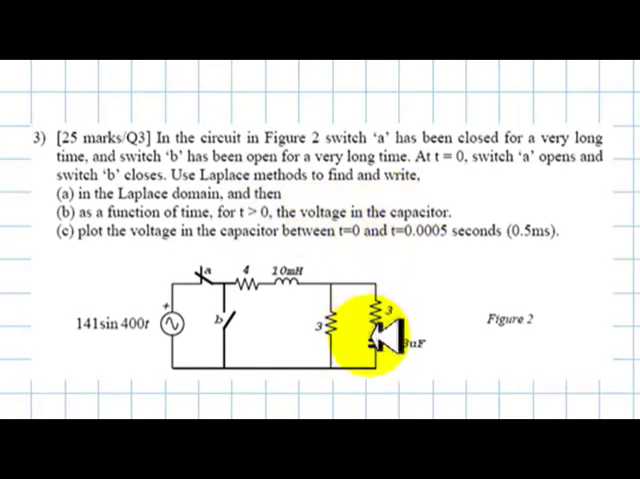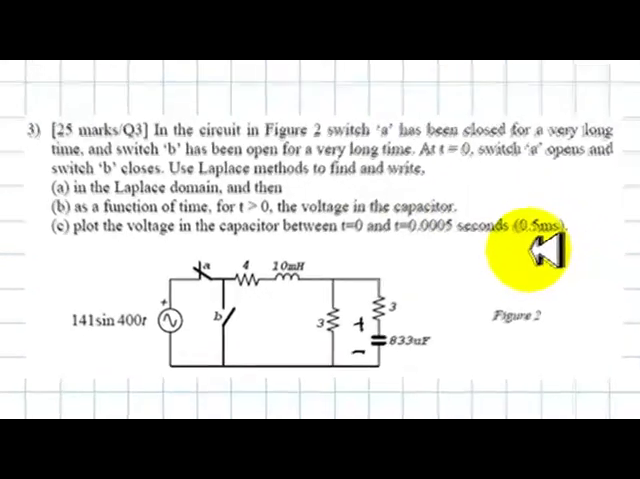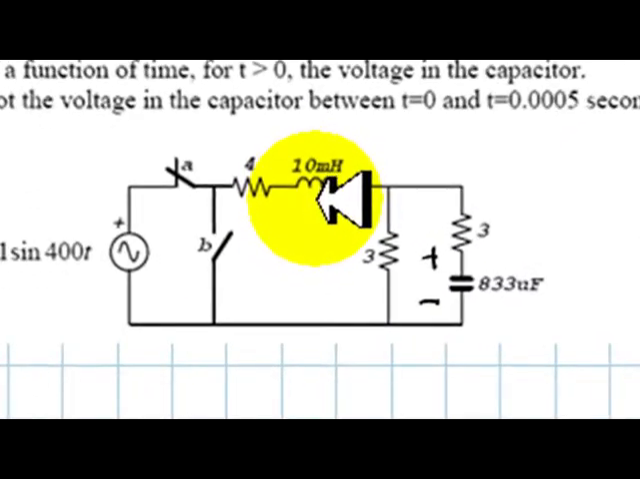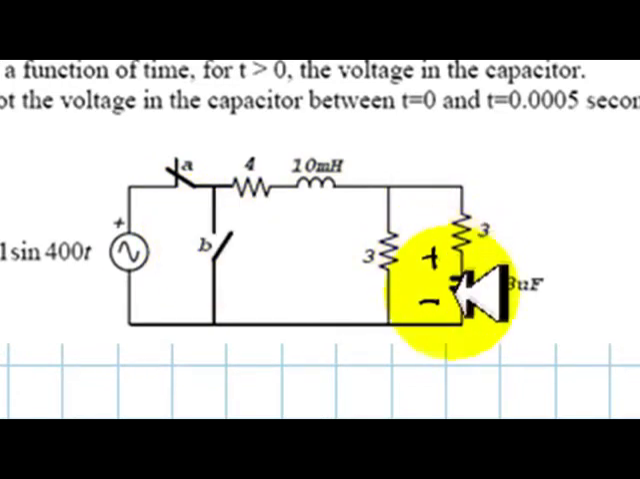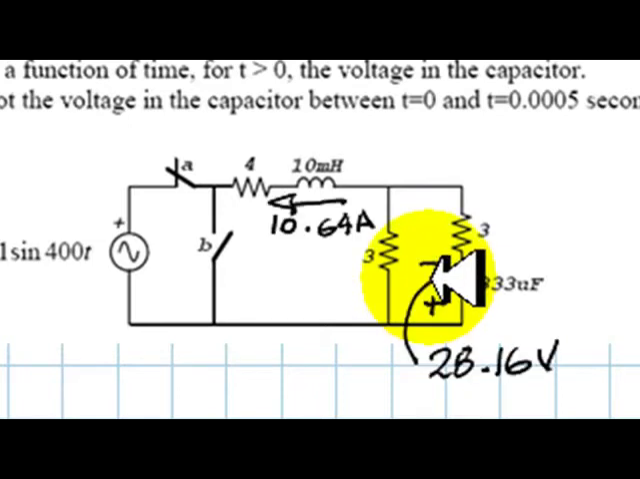What is the voltage in the capacitor? What is this voltage here? And when you have that, plot that voltage in the capacitor between t equals 0 and t equal half a millisecond. To do that, we need the initial conditions. We need to know what was the current in the inductor at t equals 0 minus before the switch is operated, and what was the initial voltage in this capacitor. But we computed those values in question 2, in the previous question of this exam. 1064 amps flowing like that, and 2816 volts with this polarity.